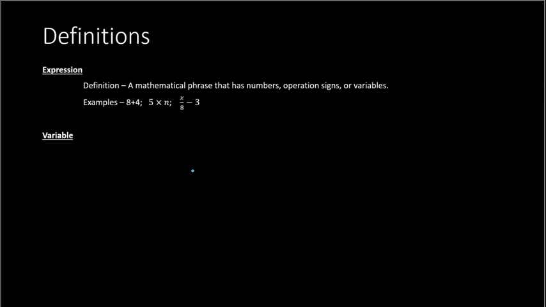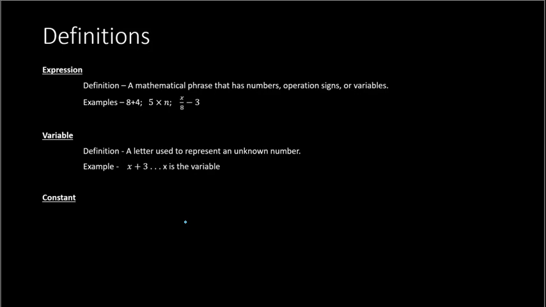Now, a variable would be a letter used to represent an unknown number. So for example, if you had x plus 3, x would be the variable because that is representing an unknown number. A constant would be a number. So for example, in x plus 3, 3 is the constant. That is the number part.